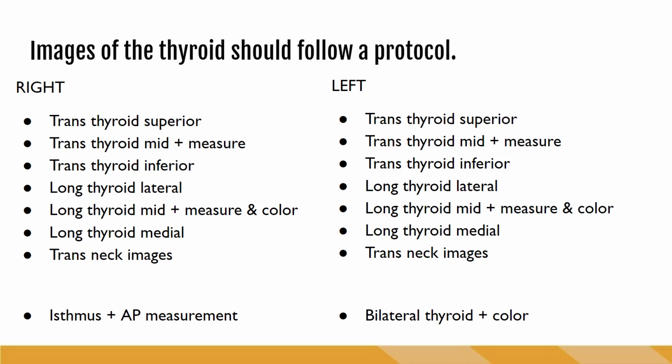We'll also include images of the isthmus with an AP measurement. And then lastly, we will do a comparison image of both lobes of the thyroid in transverse to capture not only the echogenicity of both sides, but the vasculature of both sides. A complete study may also include representative pictures of the lateral neck looking for abnormal lymph nodes.